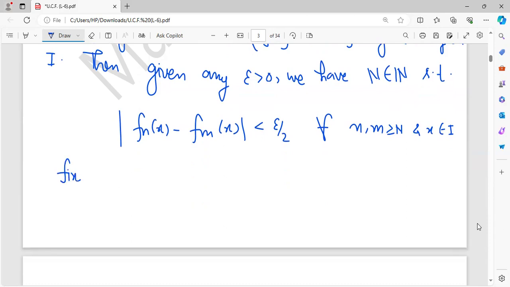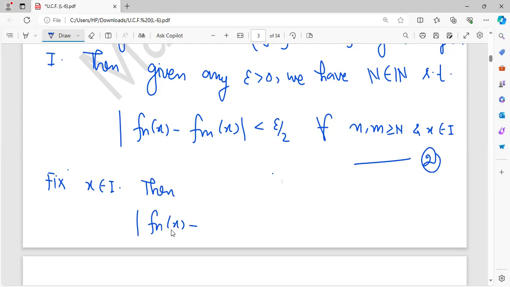Let's call it equation number 2. So fix x belongs to I. Then we have |fn(x) minus fm(x)| less than epsilon by 2.